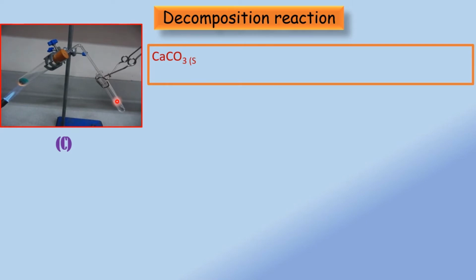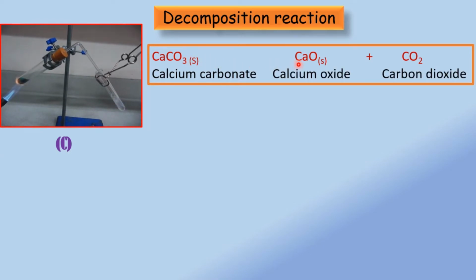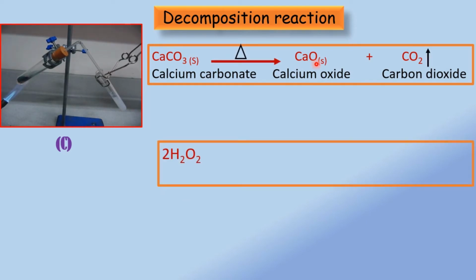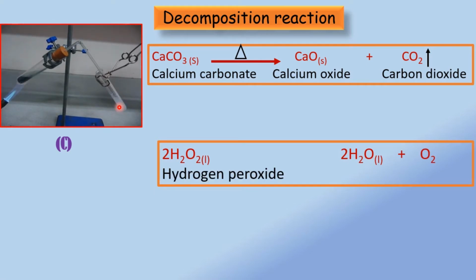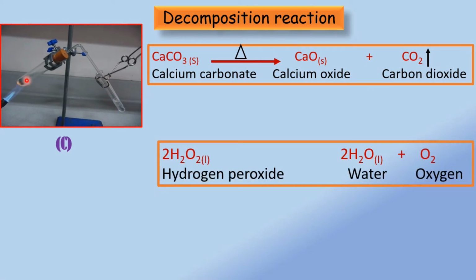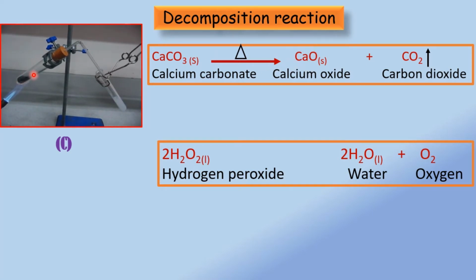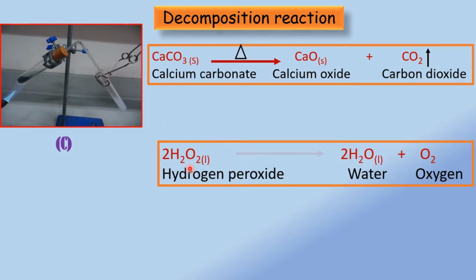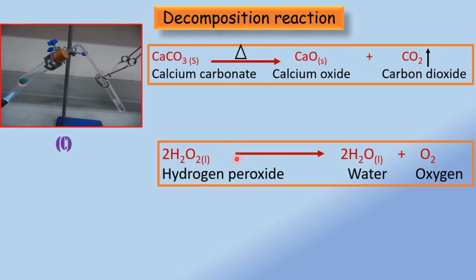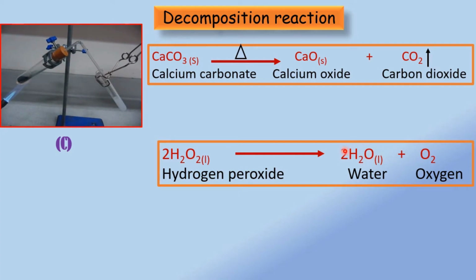Here we saw in this activity that calcium carbonate gets decomposed and carbon dioxide gas formed turns the lime water milky. And the second product of the reaction, the calcium oxide powder, remains behind in the first test tube. Similarly, in the other reaction here, hydrogen peroxide naturally undergoes slow decomposition into water and oxygen.